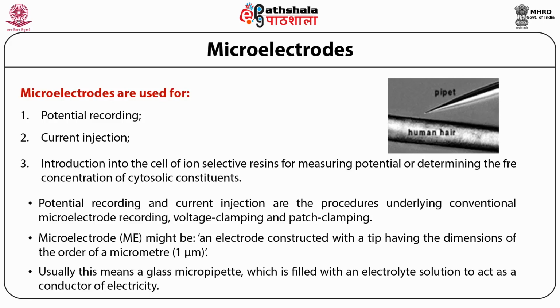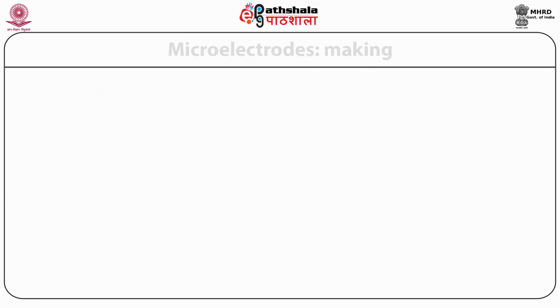A microelectrode, or ME, might be an electrode constructed with a tip having dimensions of the order of a micron, maybe 1 micron, 2 micron or so on. Usually this means a glass micropipette which is filled with an electrolyte solution to act as a conductor of electricity.